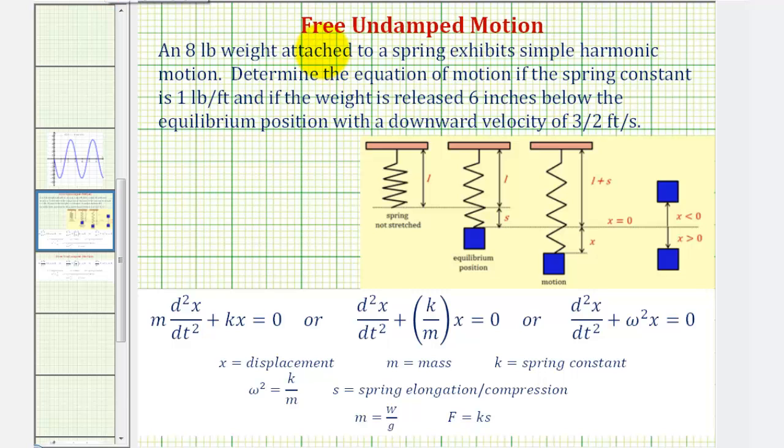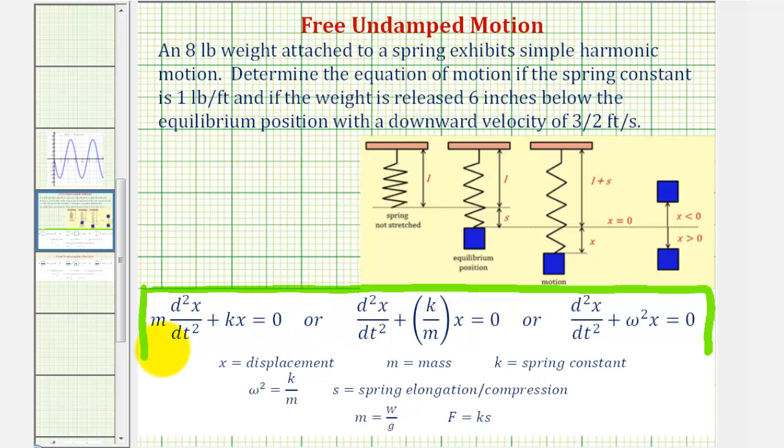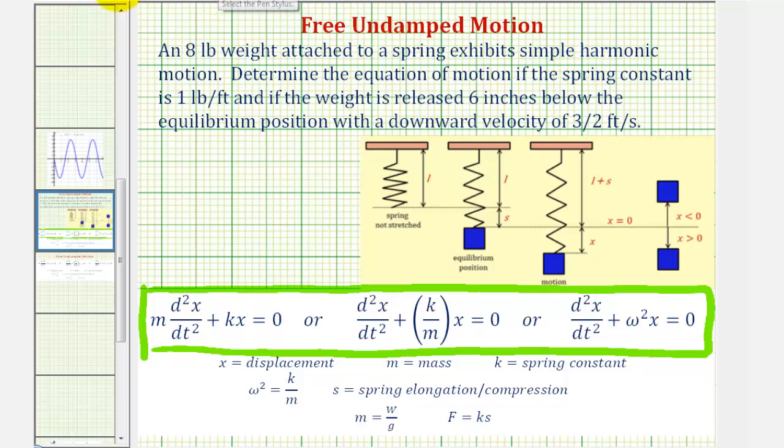Welcome to an example of free undamped motion, which we now know we can describe using these linear second-order homogeneous differential equations. These equations are equivalent, just in different forms. So we're told an 8-pound weight attached to a spring exhibits simple harmonic motion. So we know the weight W equals 8 pounds.